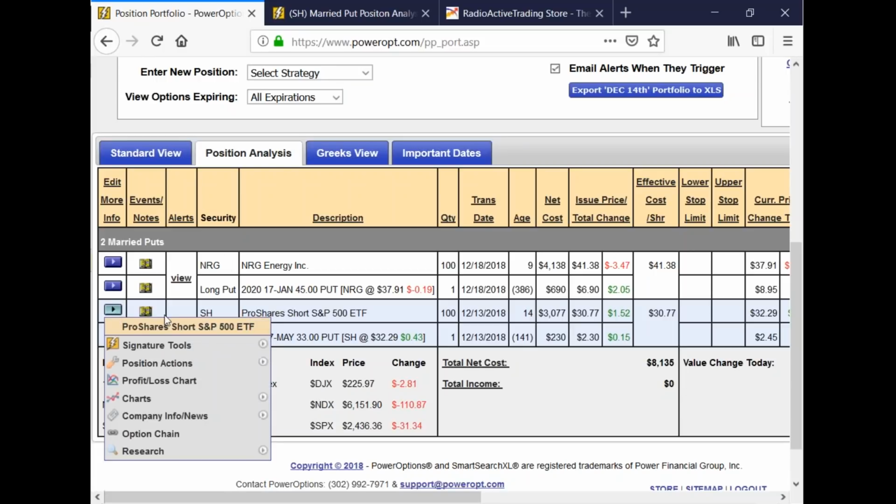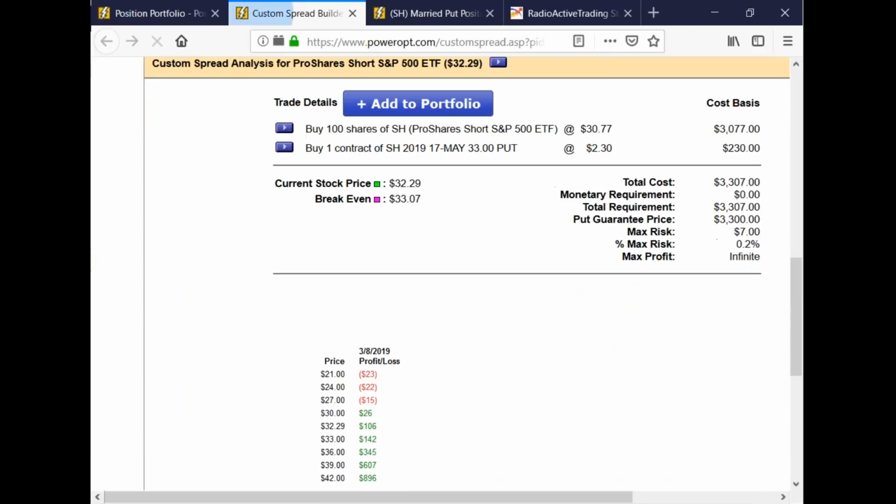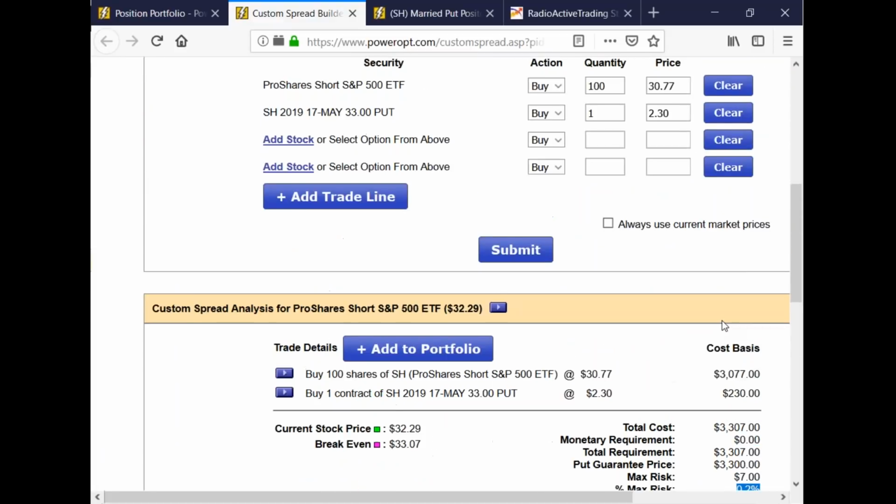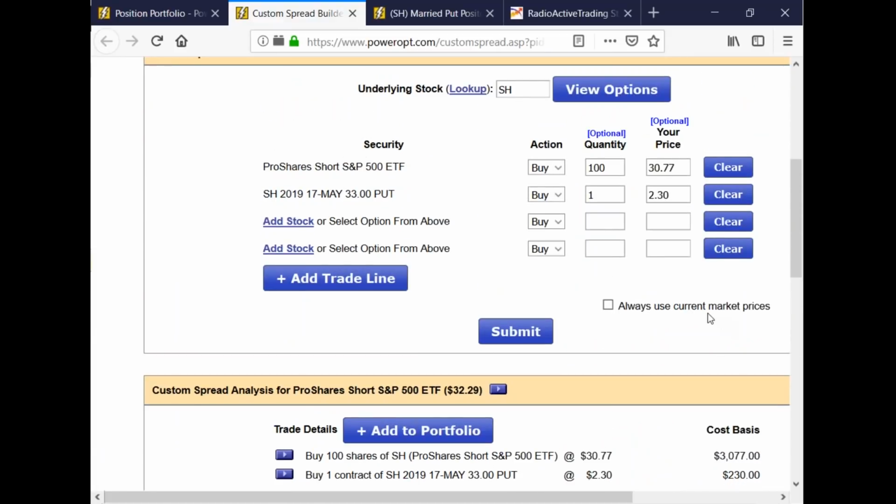But again, I'm going to go to the profit and loss chart. We know we have an already low-risk trade on the position. It's continued to move up. But even if this was a 3% or 4% risk, I have a May put. I paid $230 for that put. The stock's now at $32.29, so I expect this to drop in price.